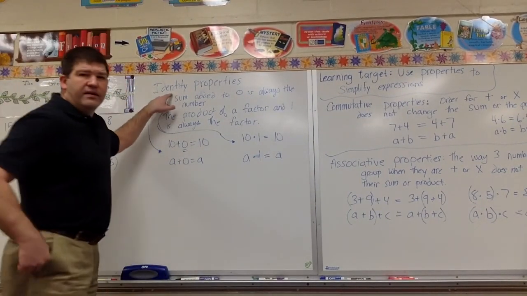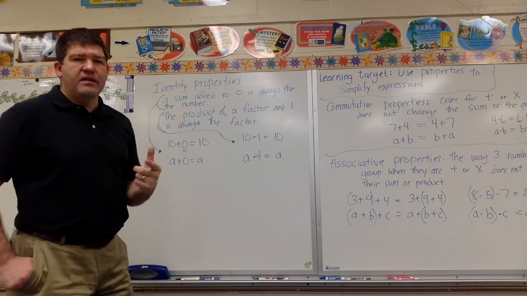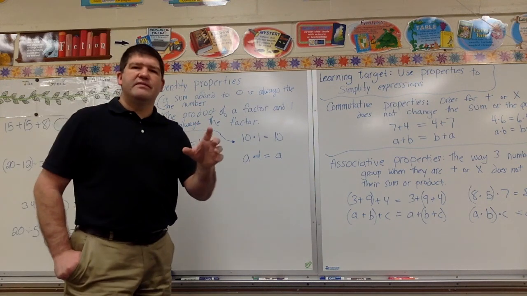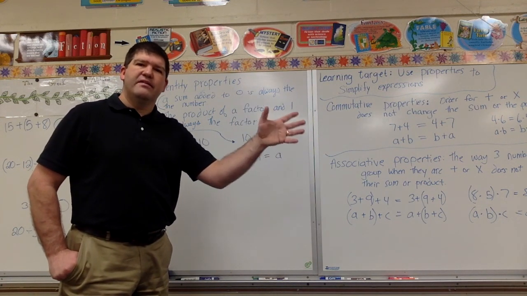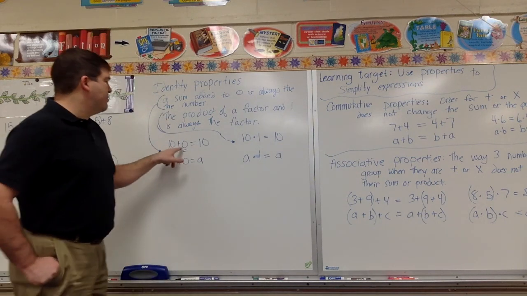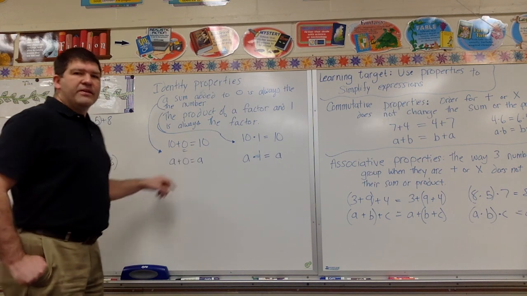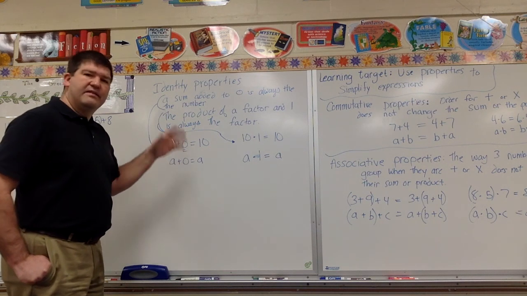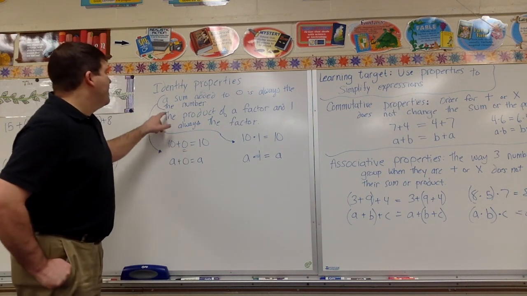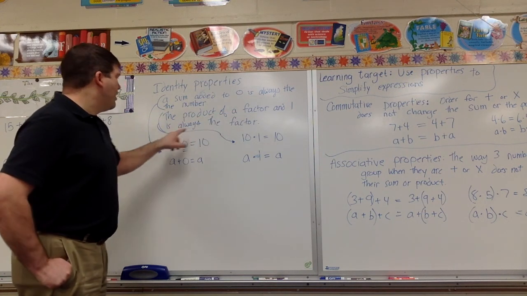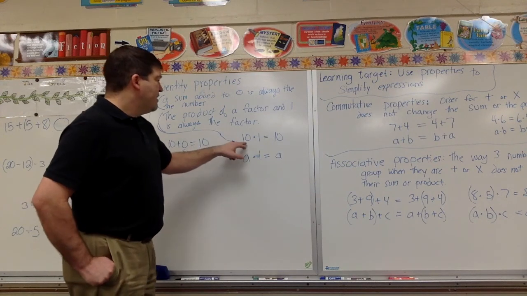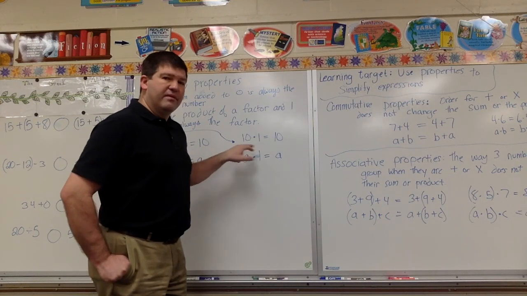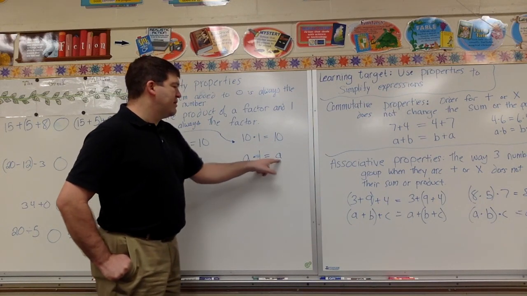Identity properties, right here. This says a sum, and you guys know this, a sum that is added to 0 is always the other number, or the addend. So for example, 10 plus 0 is going to be 10. So you could say A plus 0 is always going to be A. Anything added to 0 is the other number. Okay? And the property of a factor and 1 is always the factor. So for example, if I have 10 times 1, it's always going to be the other factor. Not the 1, the other one. Okay? 10. So you could say A times 1 is going to be A.